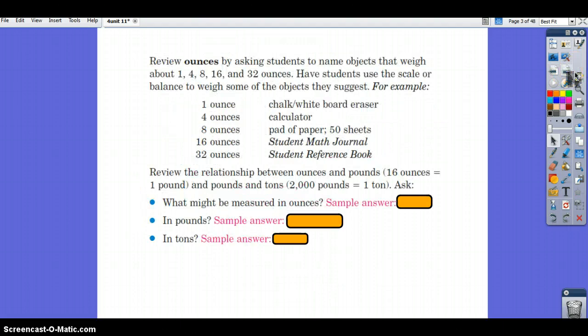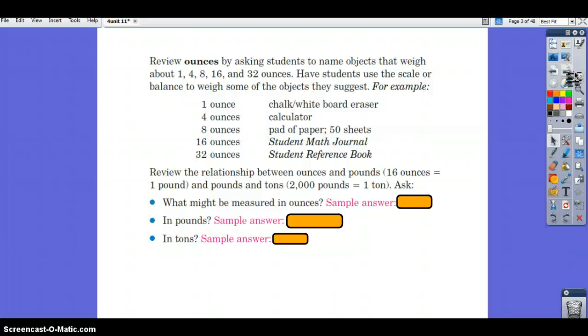So let's look at ounces. An ounce would be about what chalk or a whiteboard eraser might weigh. 4 ounces, a calculator. 8 ounces, a pad of paper, the 50 sheet total. 16 ounces, your student math journal. And 32 ounces, your student reference book. Which, just looking at them, does make sense because your student reference book is hard covered, so it would weigh more. So 16 ounces equals a pound. And pounds and tons compared, 2,000 pounds equals a ton.